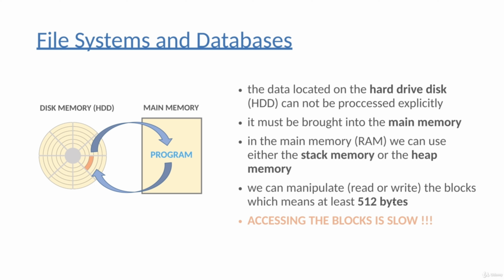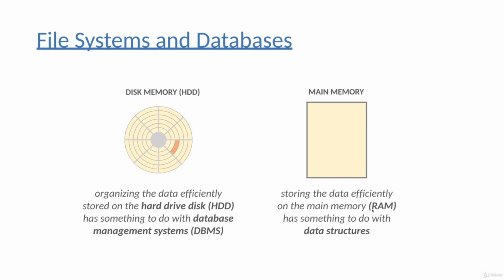So this is the main disadvantage for dealing with hard drive disks, such as when dealing with databases. Okay, so we can come to the conclusion that storing the data efficiently on the main memory, so in the RAM, has something to do with data structures, and organizing the data efficiently stored on the hard drive disk has something to do with database management systems or DBMSs. So this is what we have been talking about in one of the previous lectures, that a database management system is a programming system that handles the data present in a given database. So for example, MySQL is a database management system.